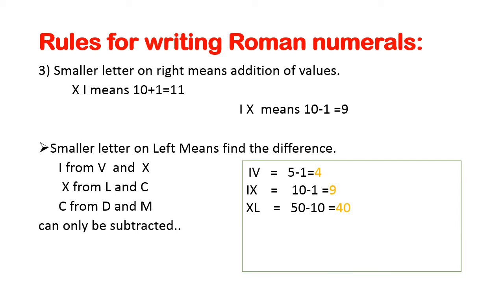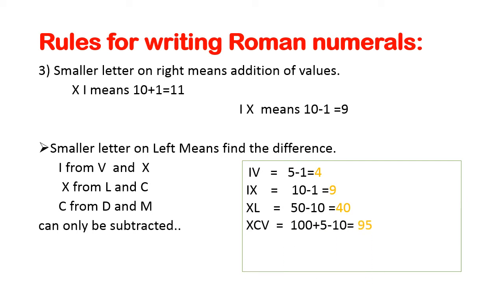Then XL. What is the value of L? 50. What is the value of X? 10. So what is the smaller letter here? X. So the X comes on the left side. So 50 minus 10 is equal to 40.